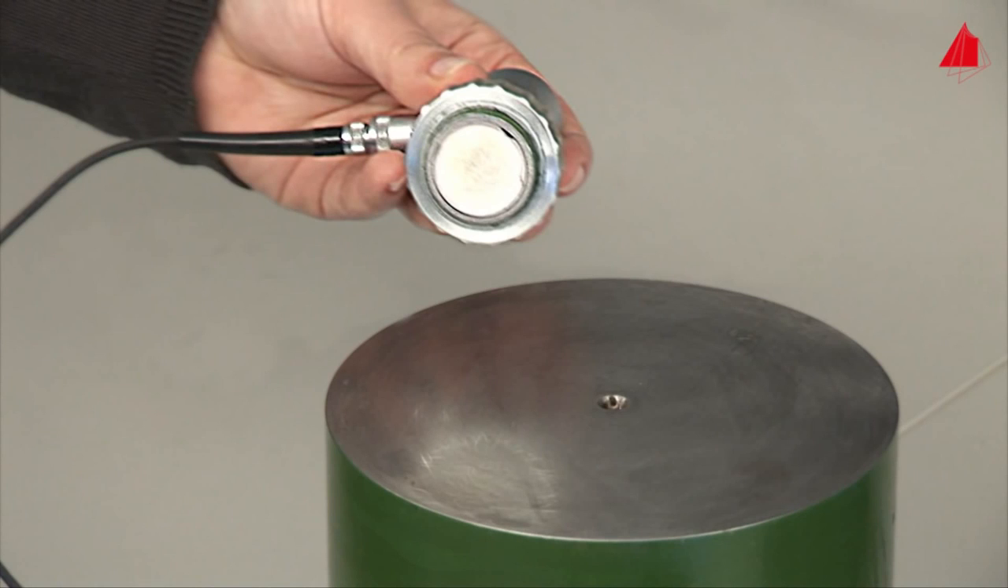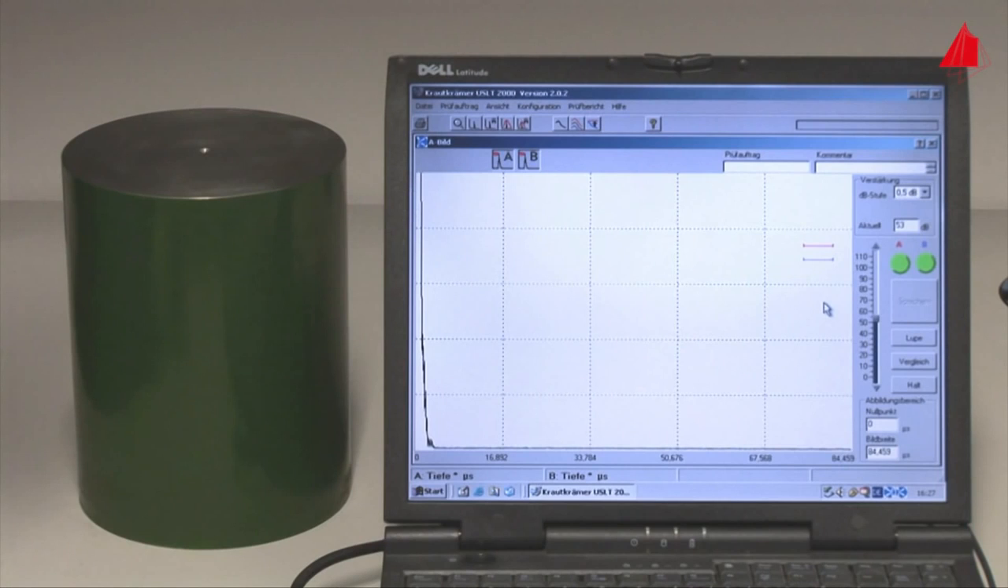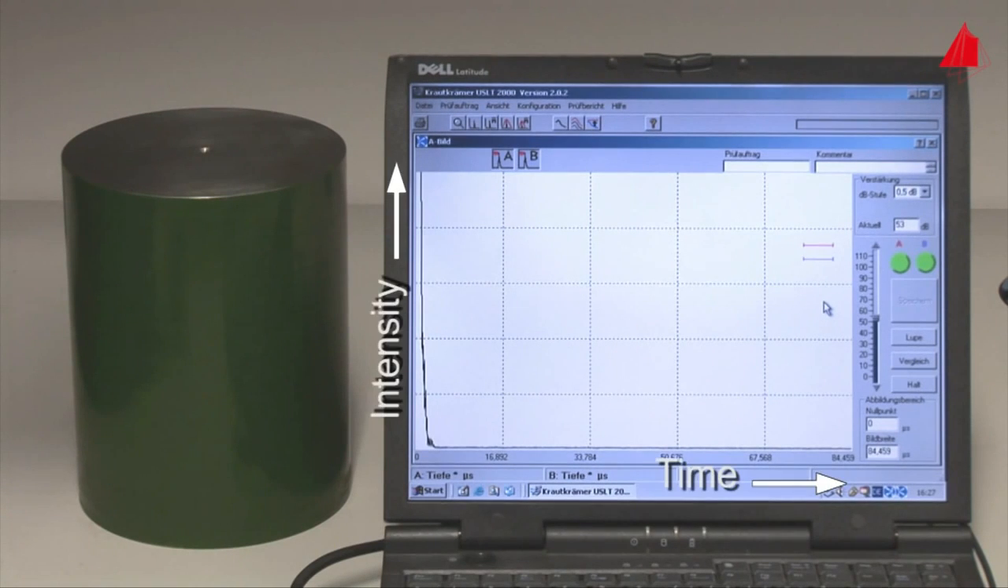Under the bright wear plate, a piezoelectric disc is installed. It can transmit and receive ultrasonic pulses. A computer operates the probe via a plug-in card and power electronics. On the monitor, the intensity is plotted upwards and the time is plotted to the right.